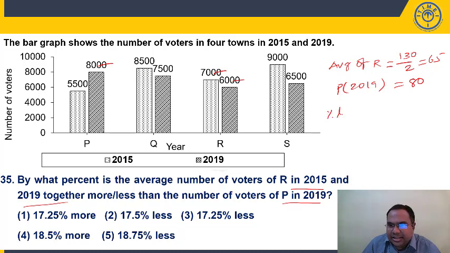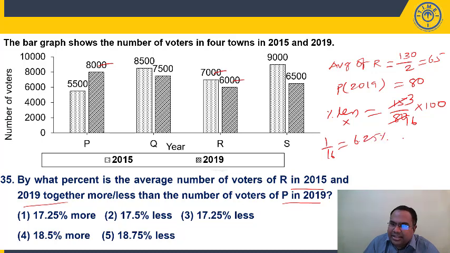So what percentage less is R than this? The difference is 15. The opposite of less is the larger value; the larger value is 80, into 100. 15 by 80 is 3 by 16. You know 1 by 16 is 6.25 percent, we told you to memorize this. So 3 by 16 is 18.75 percent. 18.75 percent less is present in the choices.